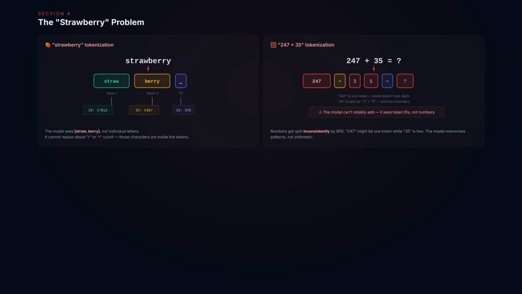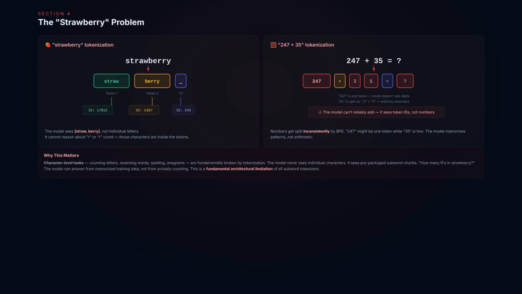Now we come back to strawberry. Let me show you exactly what happens. When GPT-4's tokenizer processes the word strawberry, it doesn't see 10 individual letters. It sees 2 tokens, straw and berry. The model literally never sees the 3 R characters. It sees a token that represents the concept of straw and a token that represents the concept of berry. Counting letters is impossible when you can't see letters. This isn't a bug in the model. It's a direct consequence of how BPE works. BPE optimizes for compression, not for character-level reasoning.